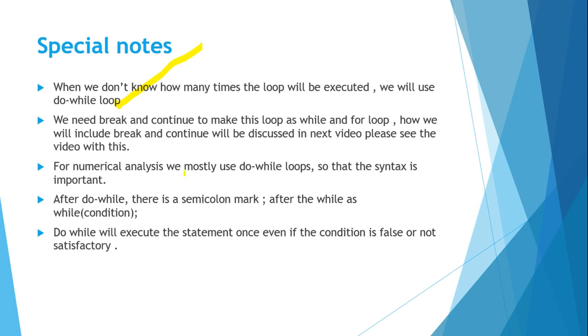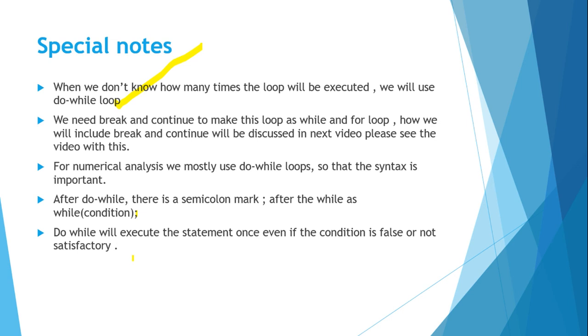For numerical analysis, we mostly use do while loops, so the syntax is important. After do while, there is a semicolon after the while condition, so there should be one semicolon in this do while syntax. Do while will execute the statement once even if the condition is false or not satisfied. So this is the do while loop. I think you have understood the basics of the do while loop.